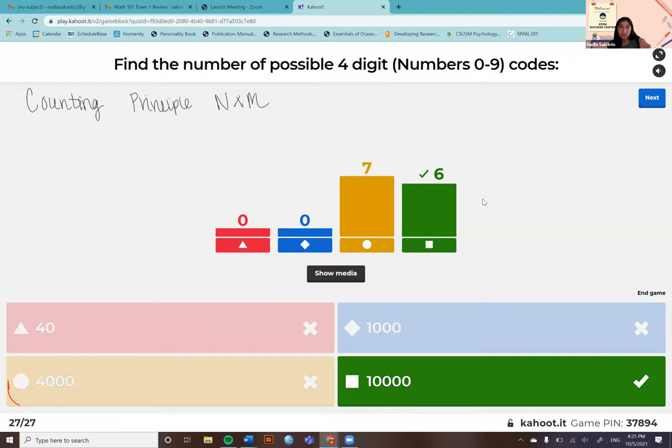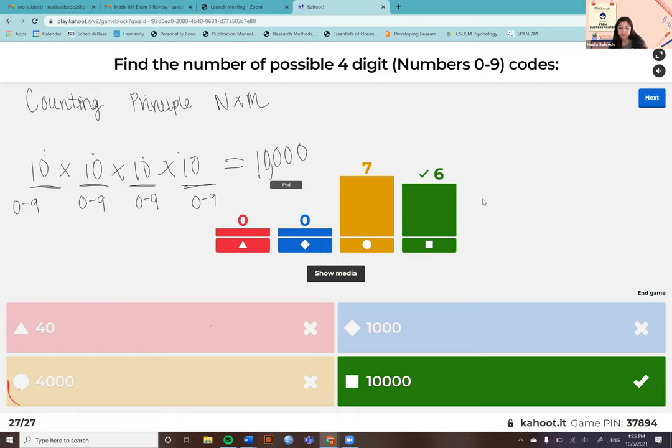So for these ones, I like to set it up. If we have a four-digit code, there are four positions, and each position can have numbers 0 through 9. For 0 through 9, there's a total of 10 different numbers you can have, including 0. So we put 10 for each of the four spots in the code. And we can just multiply straight across. One easy trick is to leave the 1 and then add as many zeros as there are 10s. 1, 2, 3, 4, so there are 4 zeros, which is 10,000. So there are 10,000 total possible codes if we're using the numbers 0 through 9, because there are 10 different numbers possible.